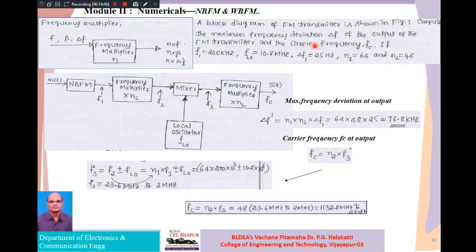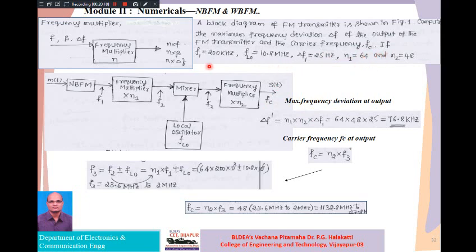So the block diagram of the FM transmitter is shown here. NBFM is the input, and after passing through the two multipliers, we obviously get WBFM at the output. What you have to compute here is the maximum frequency deviation delta F' of the output of the FM transmitter, and the carrier frequency fc.